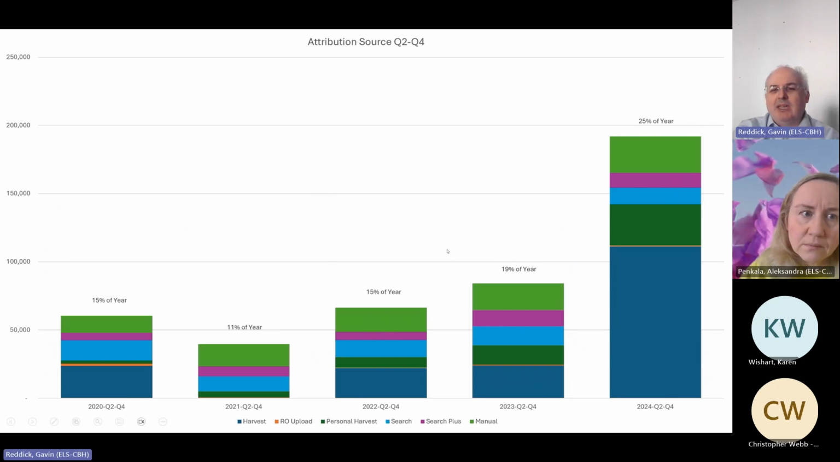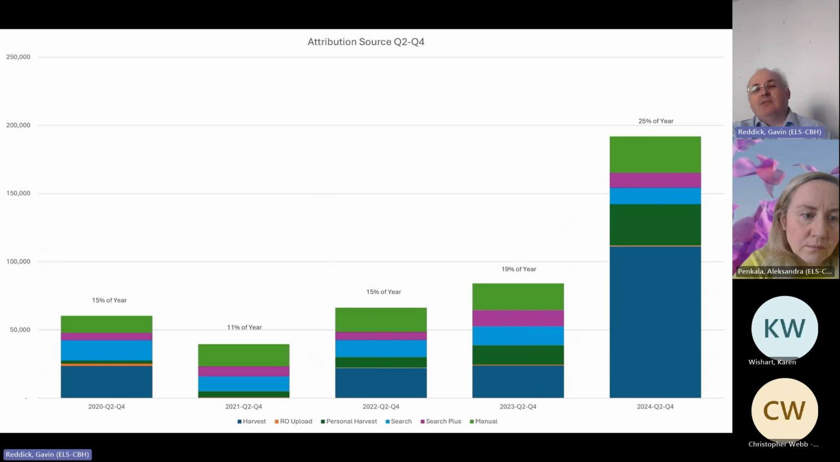Even with that really big increase in Q1, this total was 25% of the year. So 1 in 4 outputs that were attributed in 2024 were entered outside of Q1, whereas in other years it was 1 in 5 or even 1 in 6 or lower. So the big increase over that activity there has shifted some of those figures in terms of how we look at the number of attributions. So we should really bear that in mind.